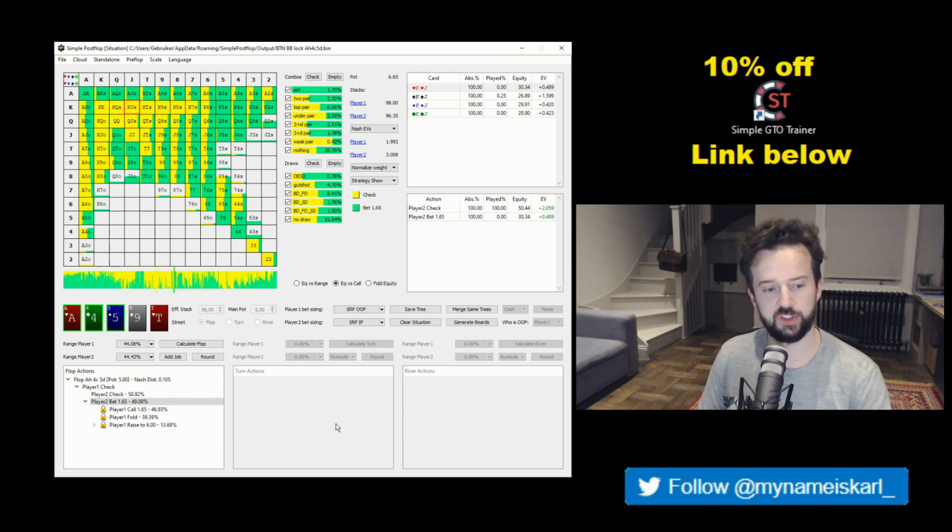Of course, there can be all kinds of exploitative reasons to make certain plays. But here on the flop, just saying villain overfolds, I'm going to c-bet 100% of the time, likely isn't enough of a reason to bet hands like King Queen and King Jack. That's actually something I learned just now. I should have known this. I've been playing for so many years.